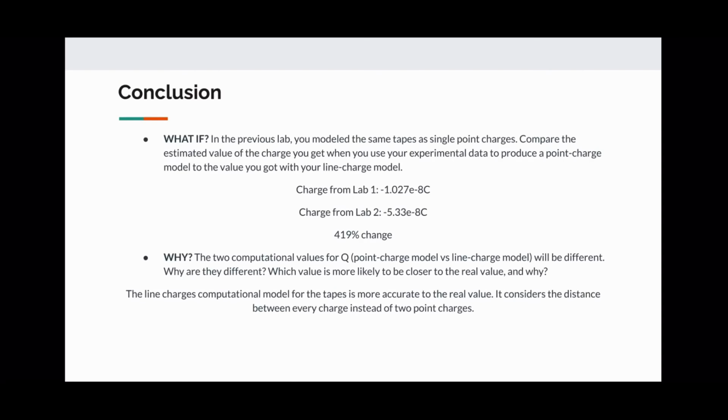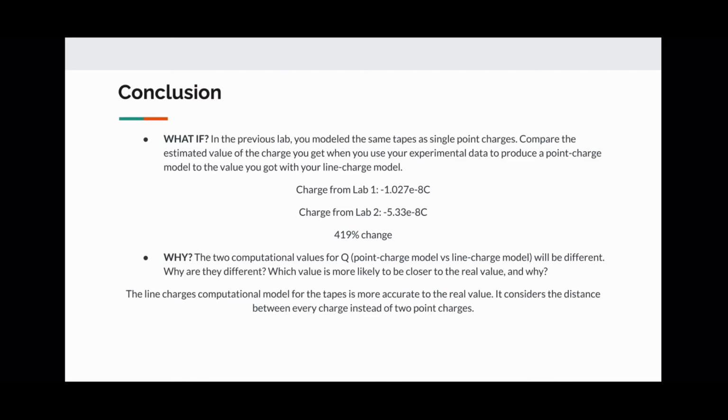So in conclusion, we have our what-if and why statements. The what-if statement is, in the previous lab, you modeled the same tapes as single point charges. Compare the estimated value of the charge you get when you use your experimental data to produce a point charge model to the value you got with the line charge model. From Lab 1, the charge was -1 times 10 to the -8 coulombs, and from Lab 2, our charge was -5 times 10 to the -8th coulombs.